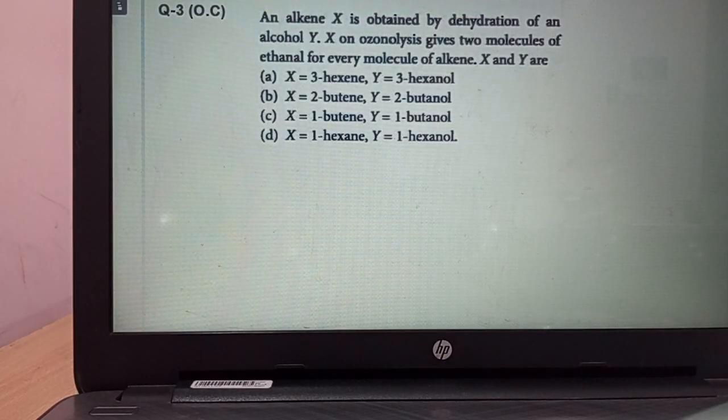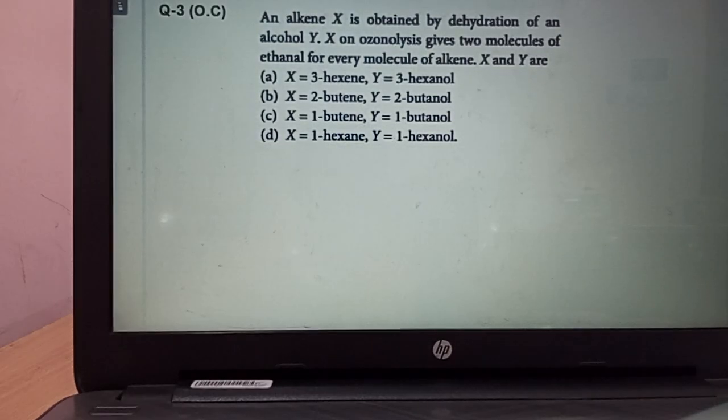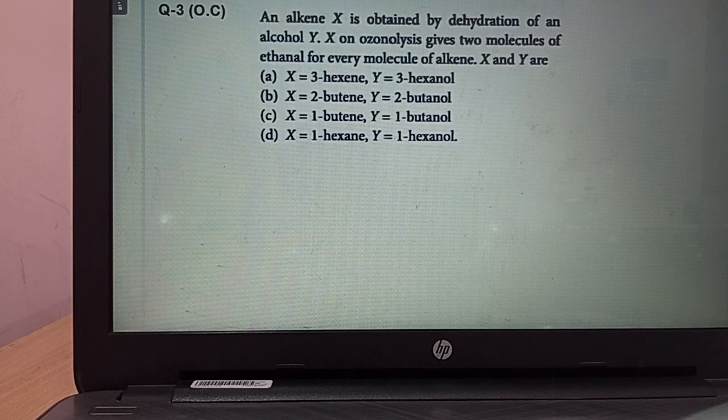So see the question carefully. An alkene X is obtained by dehydration of an alcohol Y. X on ozonolysis gives 2 molecules of ethanal for every molecule of alkene. That means X is an alkene, Y is an alcohol. We need to find what X and Y are. Okay, carefully observe this question. So what are X and Y? That we will check.